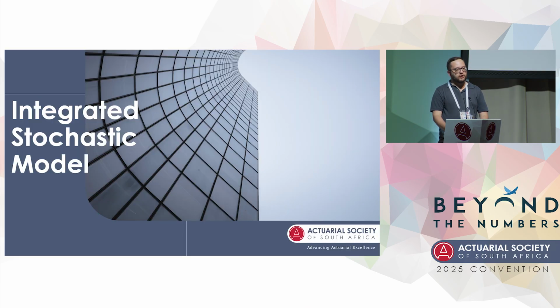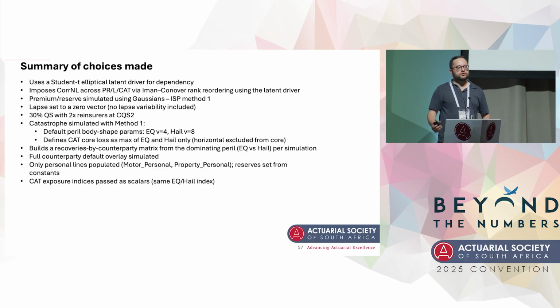And I've purposefully gone a little bit fast over here, just so that we can look at some results and draw some conclusions while allowing for a little bit of discussion. So let's just talk about all the choices we're going to make, summarizing what we've discussed over here. So we're going to use a student T driver. We are going to use the Iman-Conover rank reordering, which hopefully everyone remembers. We're going to simulate using Gaussians for premium and reserve risk. And if you think of the shape of a Gaussian, it's symmetrical, so you've got both profit and loss.